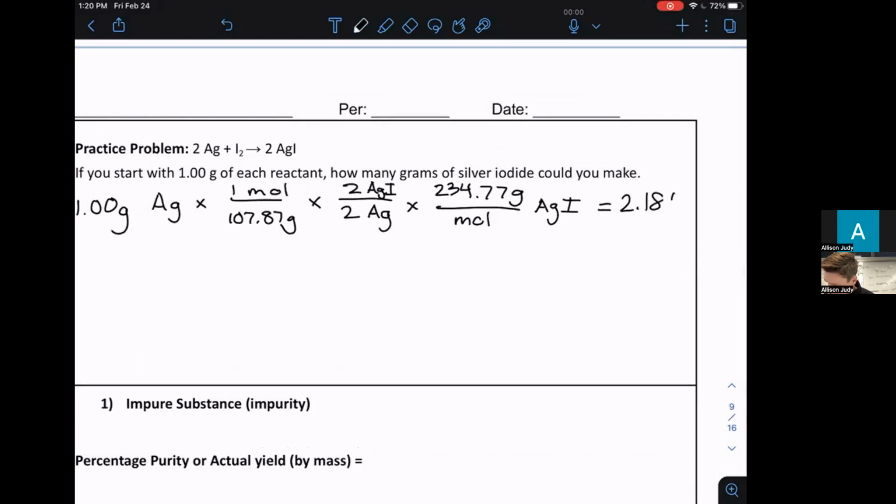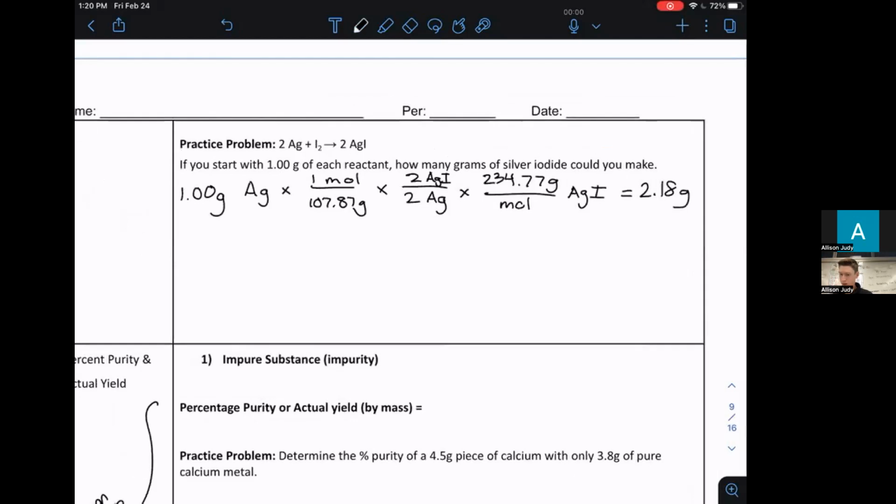Can anyone else confirm that? 234 or 107, so it'd be something here. Okay, well, wonderful. So now we get to also do this for iodine. So we're starting with 1.00 grams of iodine. And we need the molar mass in order to get into moles. So remembering that it's diatomic iodine, we're going to do 2 times 126.9, which is going to give us 253.8 grams per mole.